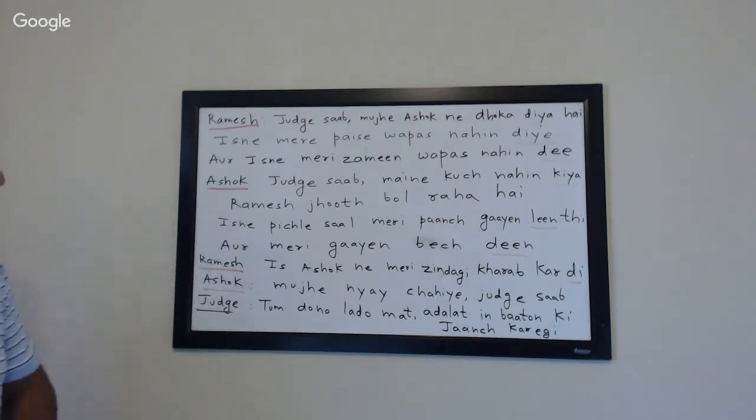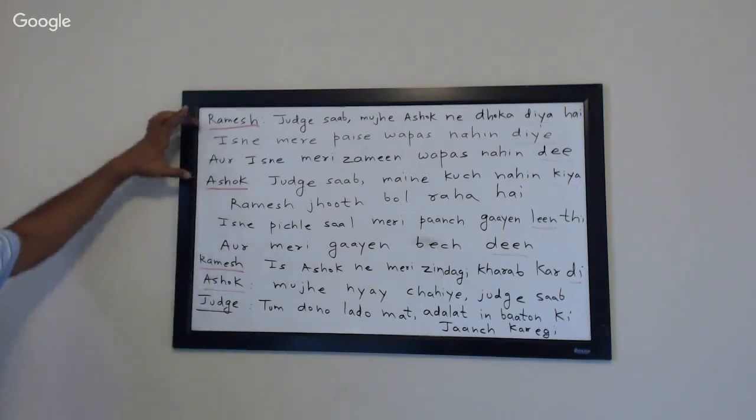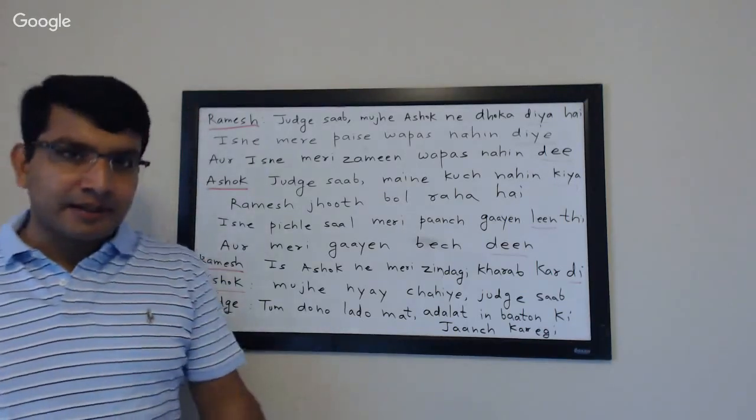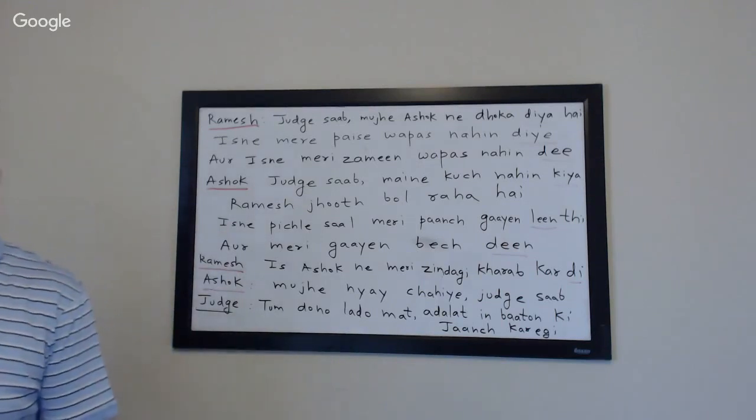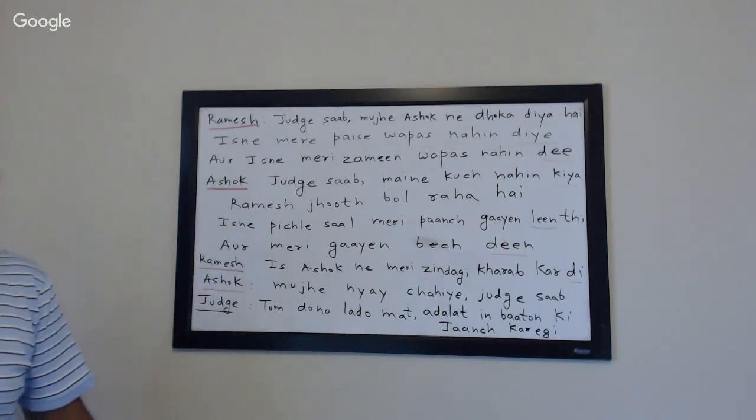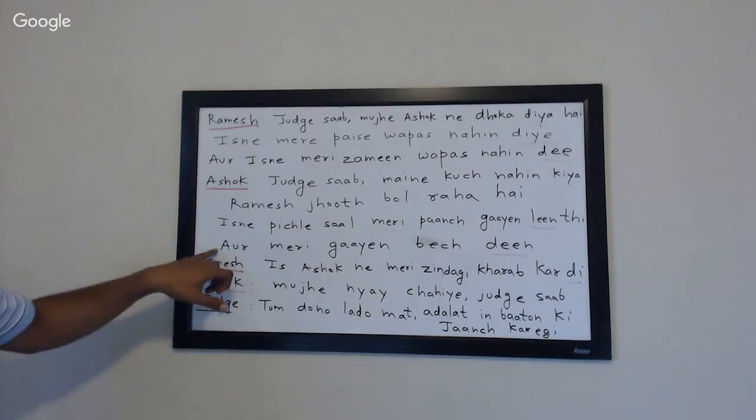Ramesh took from Ashok. Yeah, very good. Ramesh took 5 cows from Ashok last year. Right. So this is basically Ramesh alleging something, and there's a counter allegation from Ashok. Is that clear? Yes. Okay. Now next one.